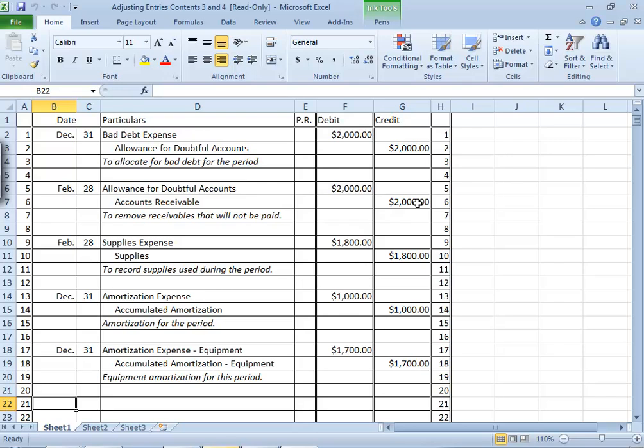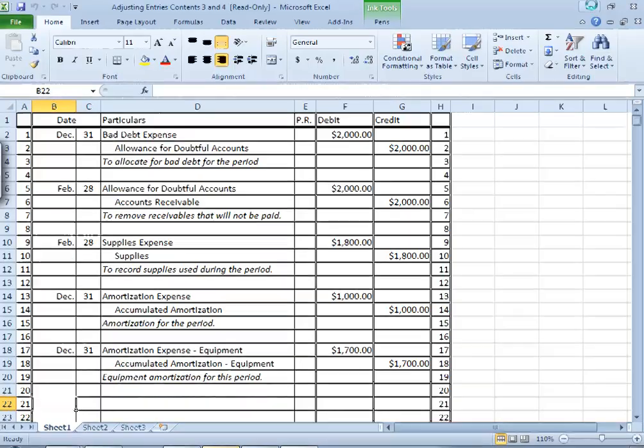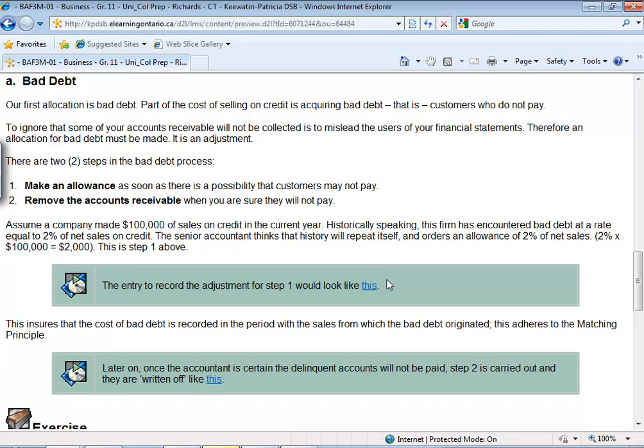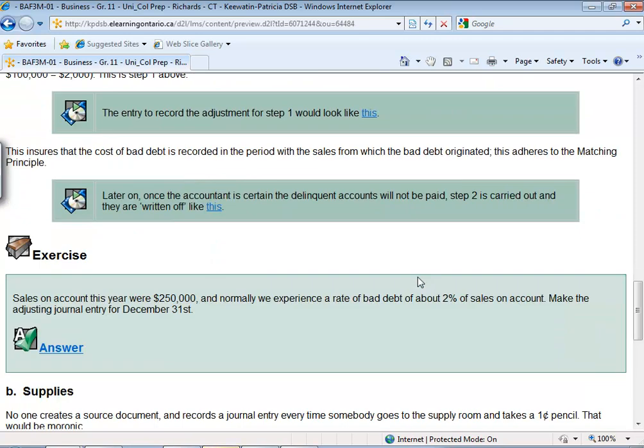If there wasn't any time frame between the two of these, then there would be one entry: bad debt expense $2,000, and accounts receivable would go down $2,000. But there's usually a certain period of time where maybe we can't collect on a certain amount of debt. We'll let several weeks or a month or two go by, and at that point we'll just remove it from accounts receivable and call it a bad debt expense. So those are the two steps to bad debts.